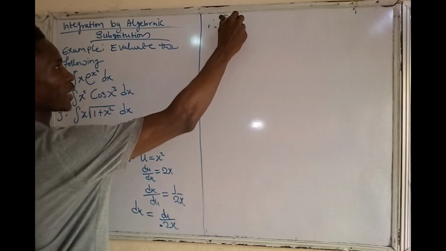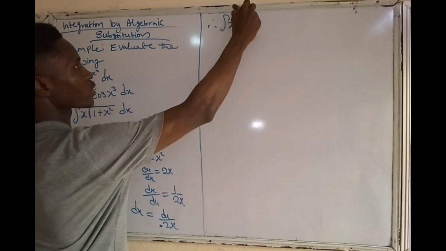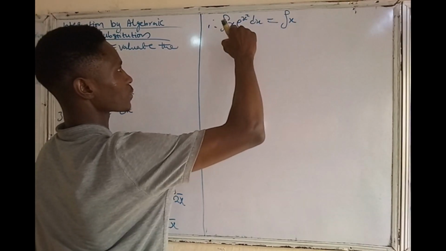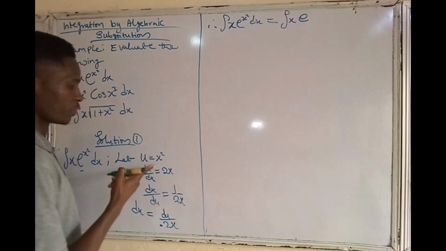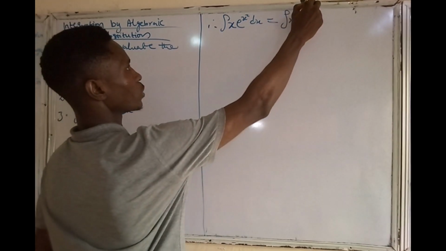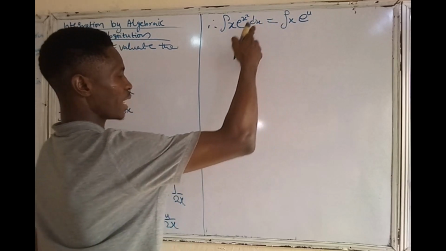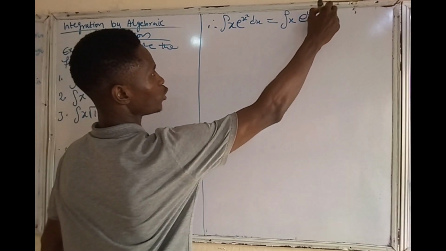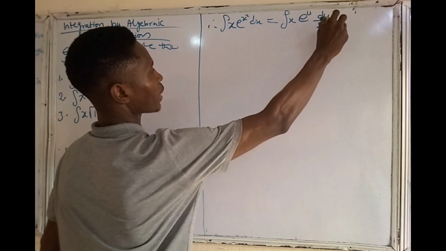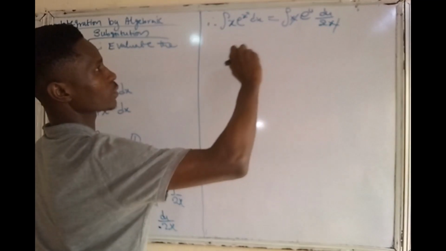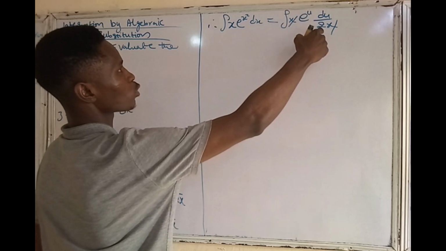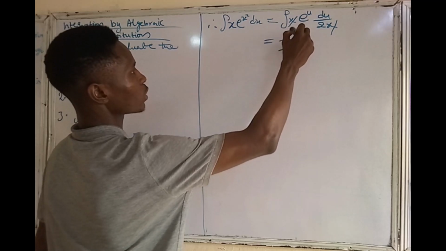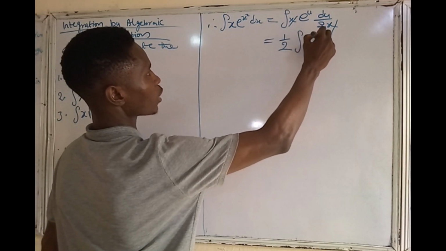Therefore, the integral of x exponential x squared dx is now equal to the integral of x exponential, we define x squared as what? u. Now dx is what? du over 2x. So we have du over 2x. So x cancels this x. We'll be left with 1 over 2, so we bring that out. This is going to give us 1 over 2 integral of exponential u du.